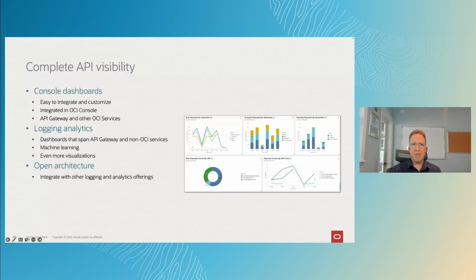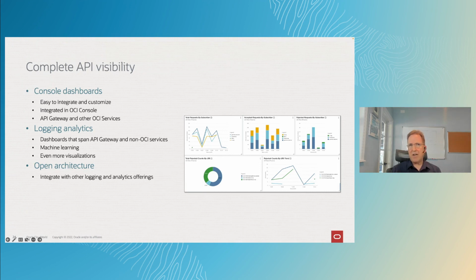This opens us up into visibility, and we have 3 different levels of visibility for you for API Gateway and your usage plans. First, you can use the console dashboards. This is built right within the OCI console. You can use this for API Gateway and usage plans and other OCI services, so you can create comprehensive dashboards to be able to monitor your services.